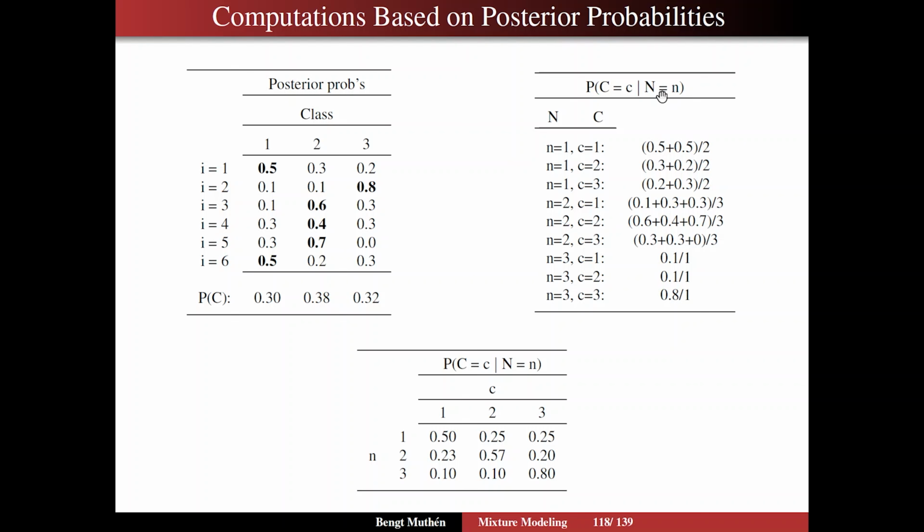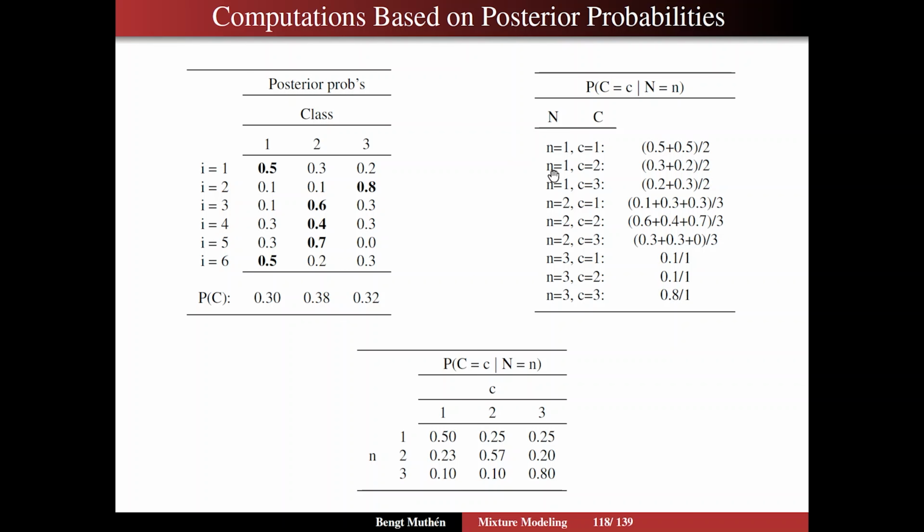Probability of c given n. So let's take our time with this. First we have n equals 1, c equals 1. So we look at which individuals are classified into class 1 when the true class is 1. So that's individual 1 and individual 6. And the probability that c equals 1, that we're in the first column, is then the average of those 2 probabilities. So 0.5 plus 0.5 divided by 2.